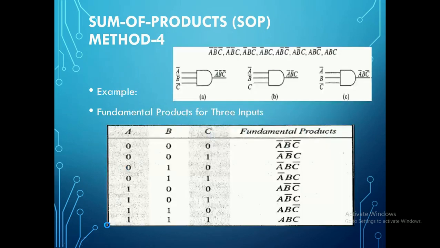Sum of products, method 4. Here we have considered a 3 input AND gate. Let us see the fundamental products, how we can write ABC as 0, 0, 0: we are going to write it as A bar, B bar, C bar. In the previous truth table you have seen there were only 2 inputs. Now we are going to consider 3 inputs. The steps are the same for this table also.